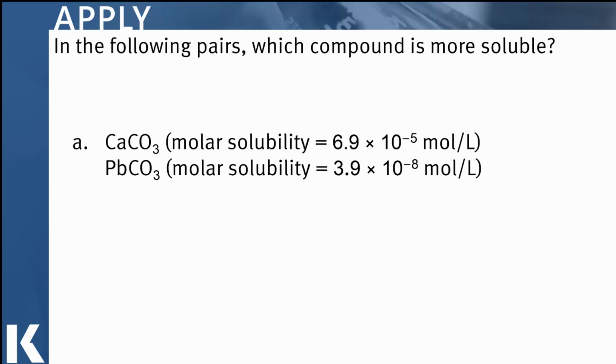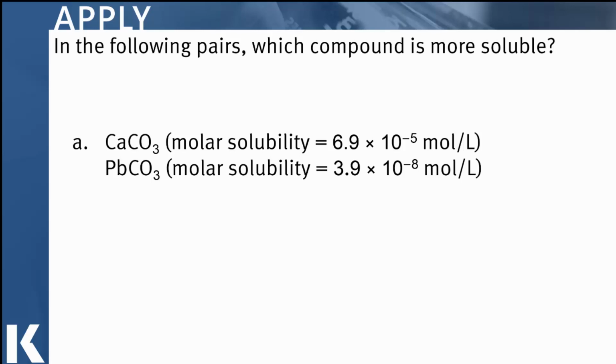Okay, so let's take this to some actual applications. Here we have a couple of carbonates. And as I'm sure you remember from solubility rules, carbonates in general are very insoluble. And that's exactly what these numbers suggest. Look how tiny these molar solubilities are. We have 6.9 times 10 to the minus 5th for calcium carbonate and 3.9 times 10 to the minus 8th for lead carbonate. So both of these substances are just barely soluble. They hardly go into solution at all. Their molar solubility, both of them, is very low.